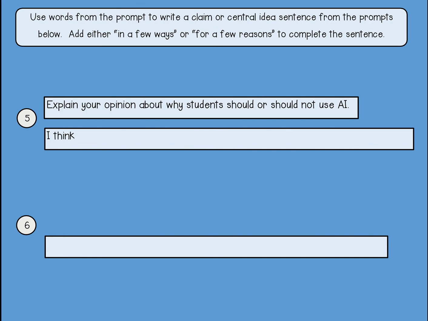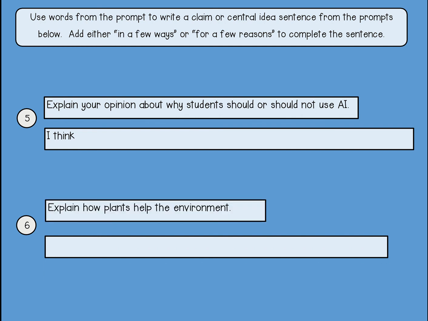Now, if they're asked to make a claim, explain your opinion about why students should or should not use AI. I'm going to start with I think. I think students should use AI for a few reasons. Or I think students should not use AI for a few reasons. Explain how plants help the environment. Okay, look right past that word how to start that central idea. Plants help the environment in a few ways.